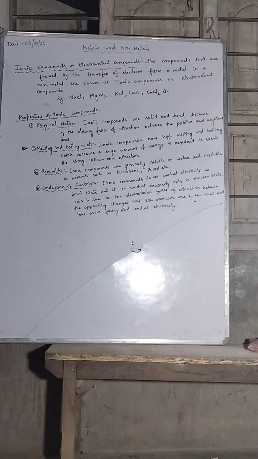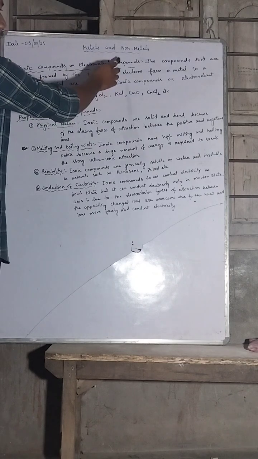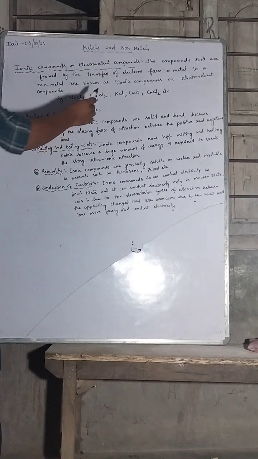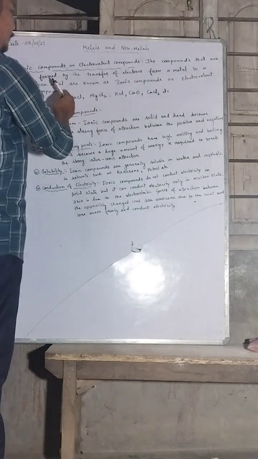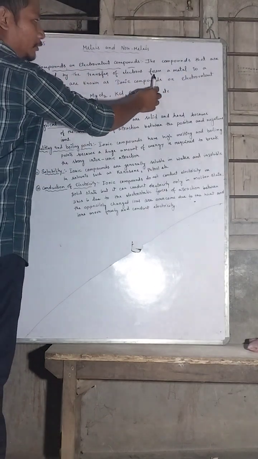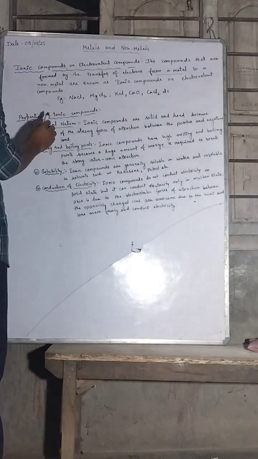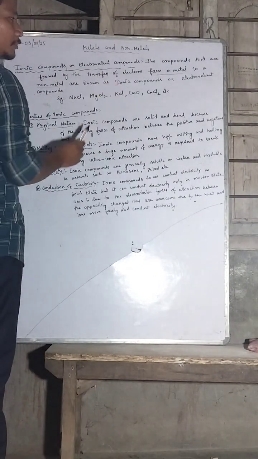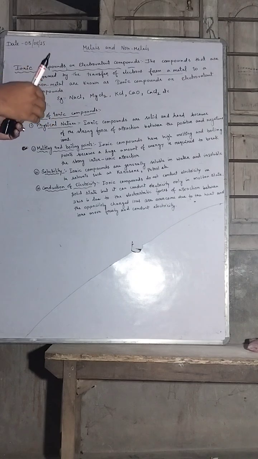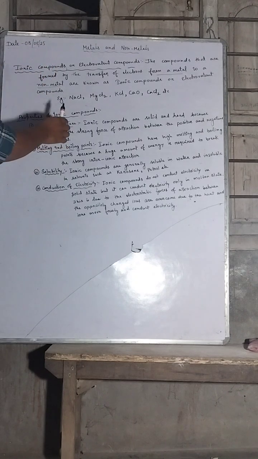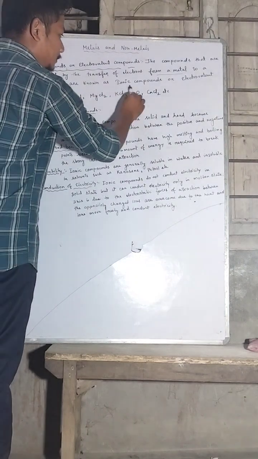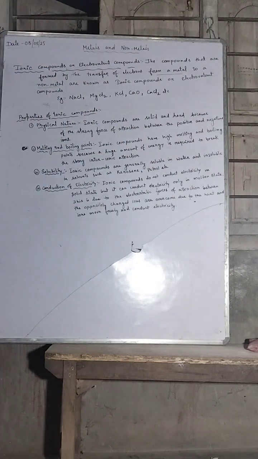So the definition of ionic compounds, also called electrovalent compounds: they are compounds formed by the transfer of electrons from a metal to a non-metal. That means electrons are transferred from the metal to the non-metal and form a compound. The compounds that are known as what? Ionic compound or electrovalent compound.